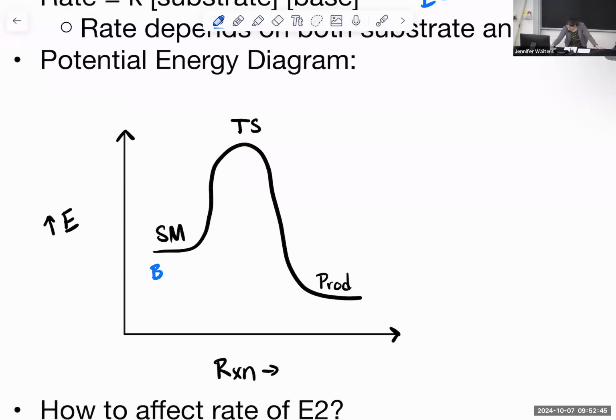So if my starting materials are that base and my electrophile, I still see this energy of activation barrier because there's one energy of activation barrier for each step. That is my slow step because it's the only step I have. So there's going to be that relatively tall barrier. And then our products are the alkene plus our protonated base plus the leaving group that left.